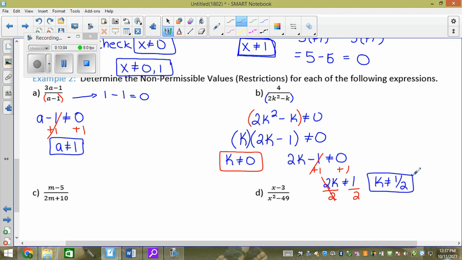Can I check my NPVs? Yeah. So go to your calculator and go 2, we're checking this, 2 times 0 squared minus 0, and then we're going to check the half. 2 times 1 half squared minus 1 half. Check them each out. See if you get 0. So type them in.